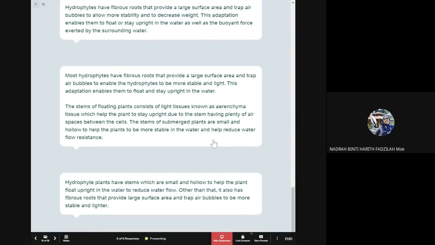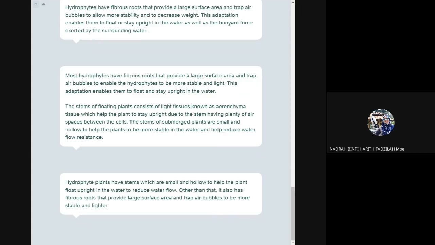Kan? Okay, good. So ada dua explanation yang kamu kena bagi ya. Nombor satu ialah peranan root that can trap air bubbles. Okay. And then peranan stem yang ada parenchyma to enable the plant to float. Okay.